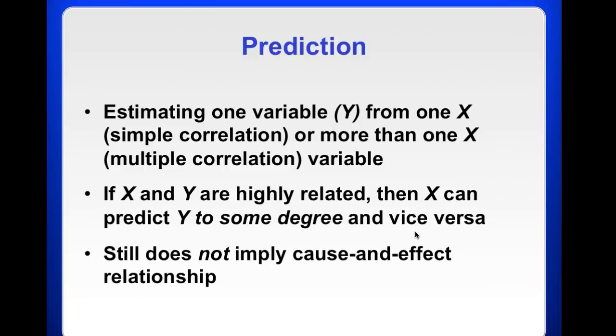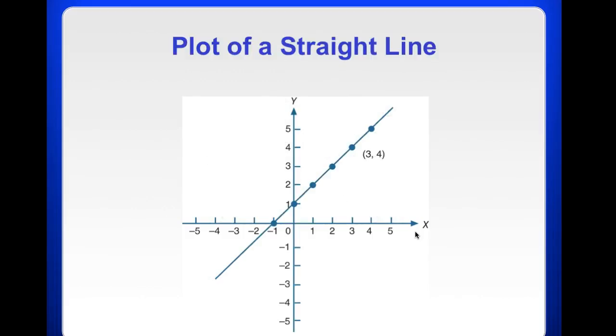And as it says in the second point, to some degree, one will be able to predict the other and vice versa. And again, prediction does not mean cause and effect. So we're still staying with that tenet that just because these two are highly related and one can predict the other, it still does not mean that one causes the other. And how are we going to do this? Well, we're going to do this through simple geometry.